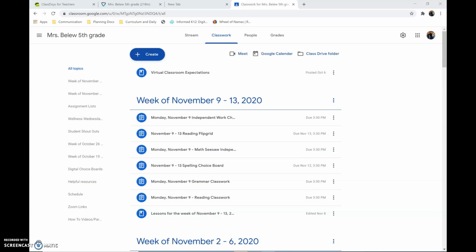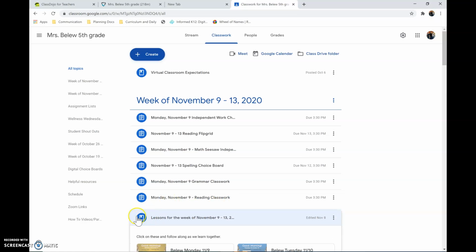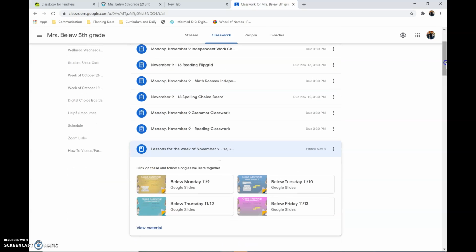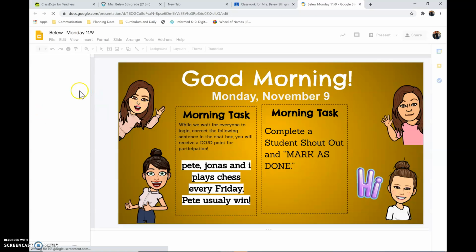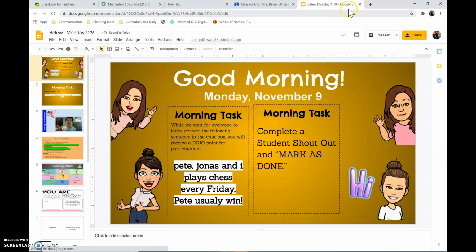Hey, this is what Melanie needs to do. If it's a bookmark looking icon, that is the lessons for the week. So that is information she can use and look back on to see what we learned in class.